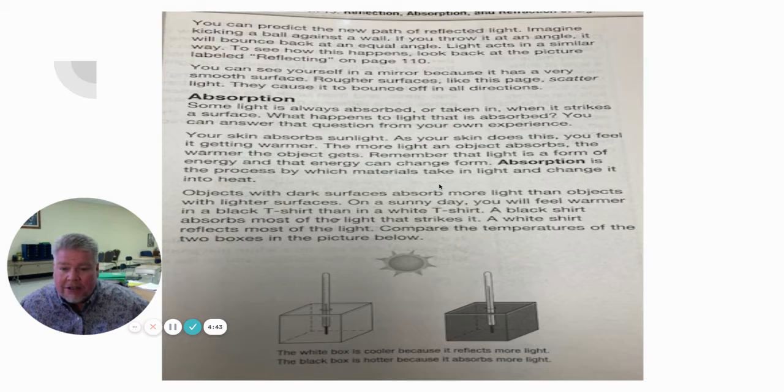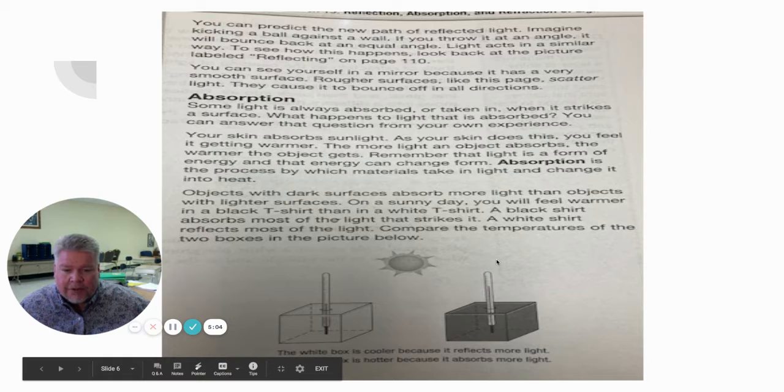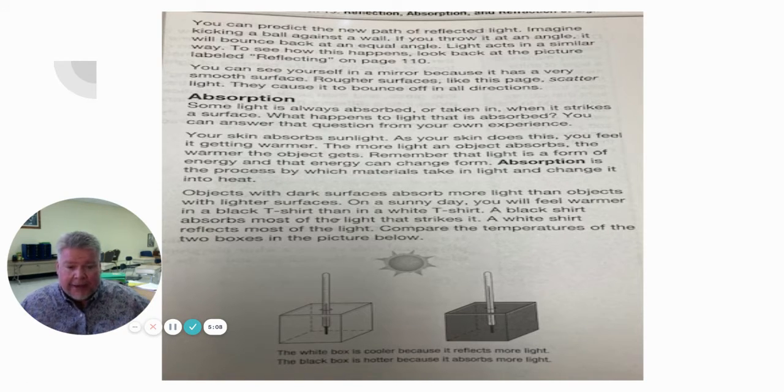A black shirt absorbs most of the light that strikes it. A white shirt reflects most of the light. So if it's hot in the summer, you want to wear light-colored clothes, right? Compare the temperatures of the 2 boxes in the picture below. It's hard to see, but you can see this thermometer's here, and it's much higher on this one. The white box is cooler because it reflects more light. The black box is hotter because it absorbs more light.